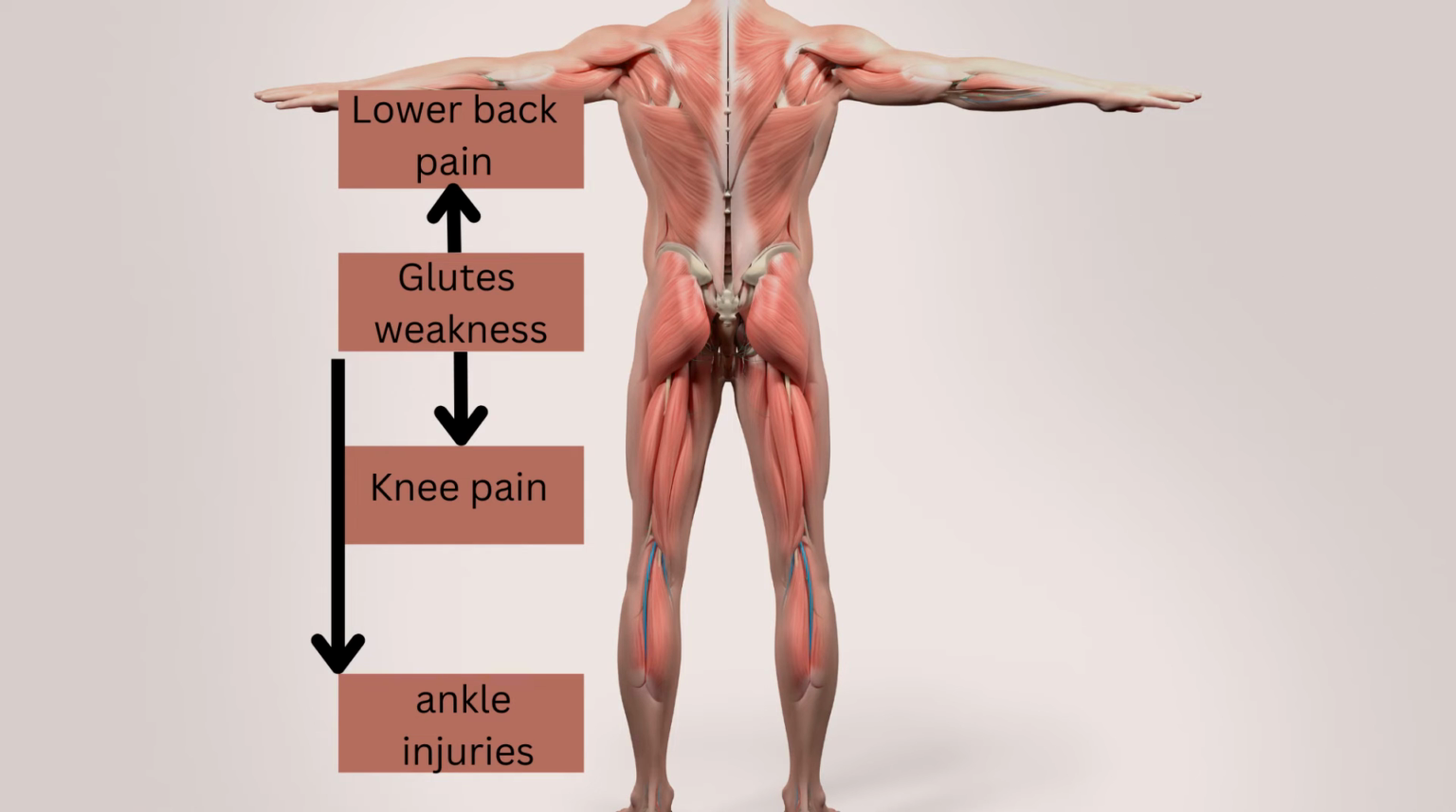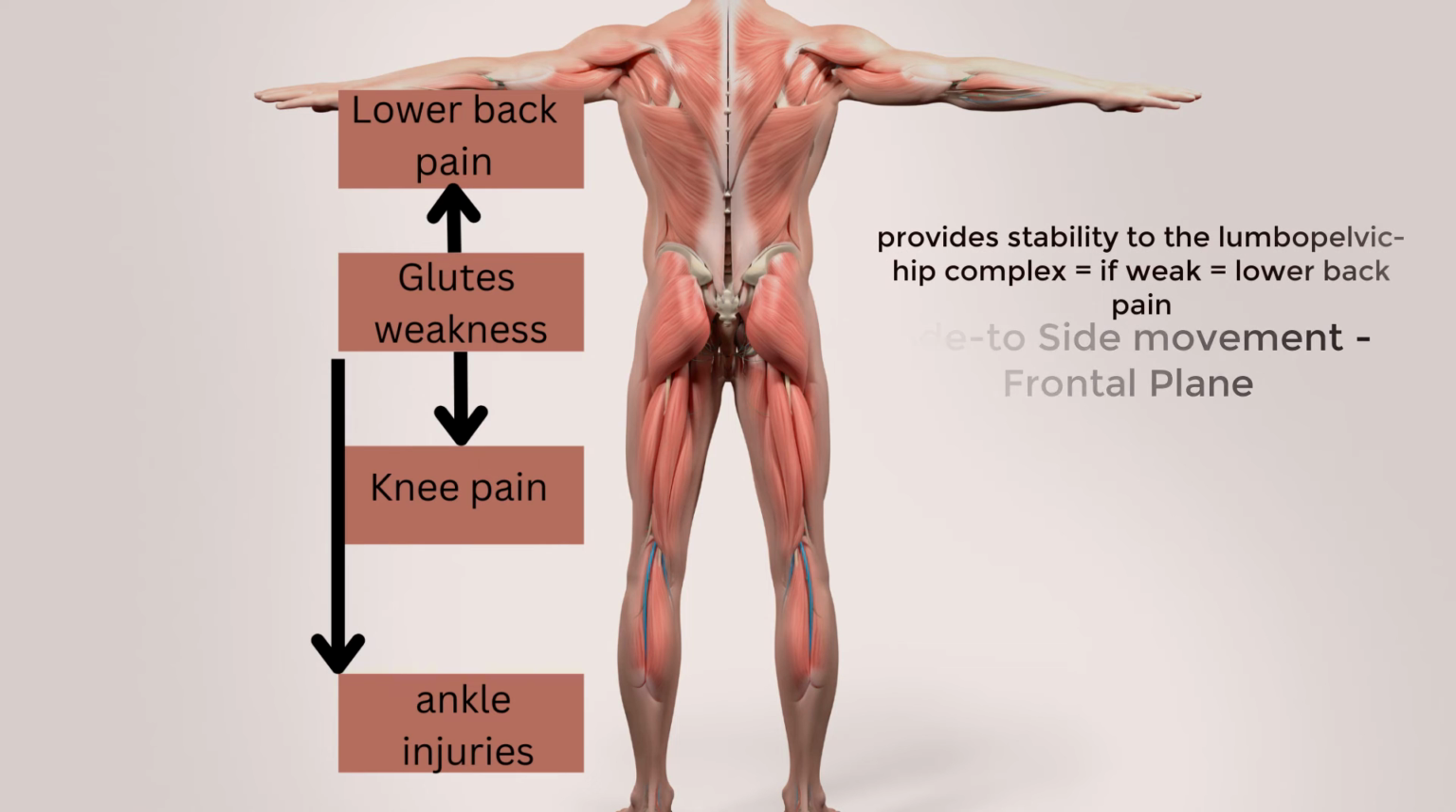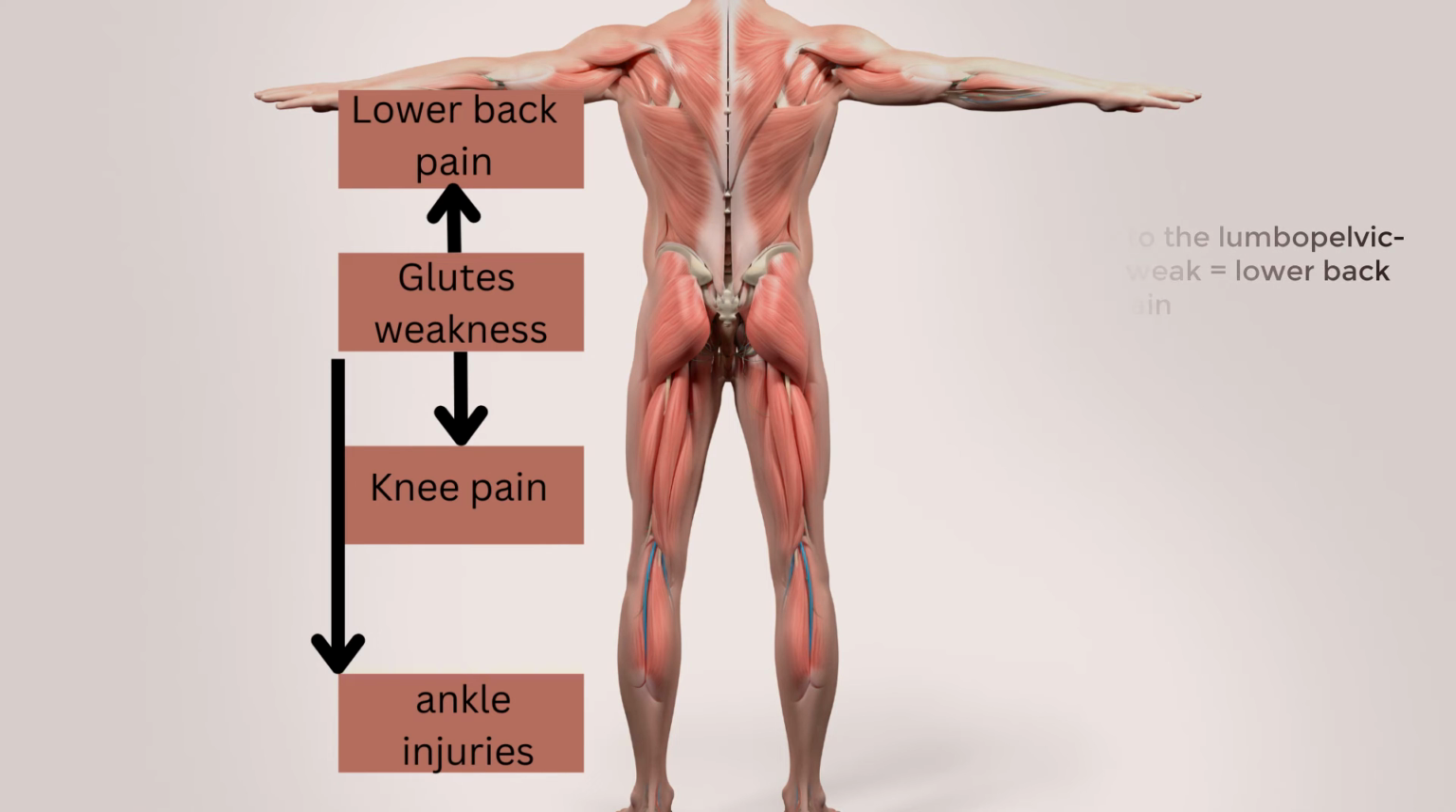As a pelvic stabilizer, it controls different planes of movement like rotation and side-to-side movement, and it provides stability to the lumbopelvic hip complex, which is why we can also have lower back pain when having a weak gluteus medius muscle. This stabilizer is important for controlling excessive movement and avoiding uneven forces transferring through the spine.